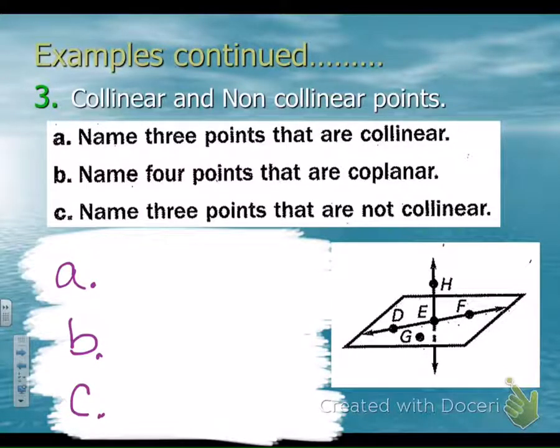Alright, on example 3, we are to name 3 points that are collinear. 3 points on the same line. Well, looking at this diagram, I've got a couple different lines drawn, but only one of them has 3 points on it. So I believe the three collinear points would be D, E, and F.